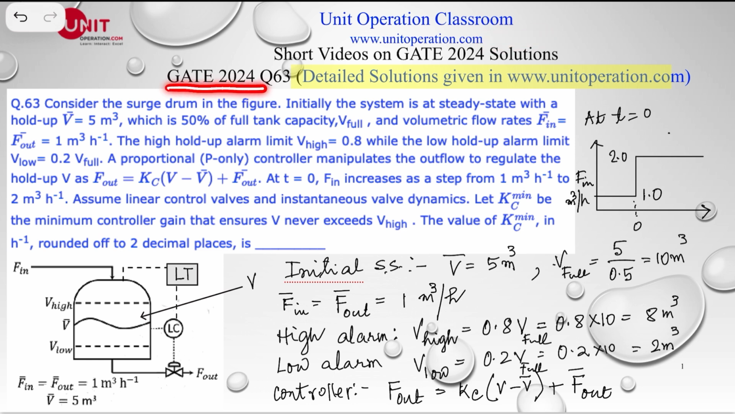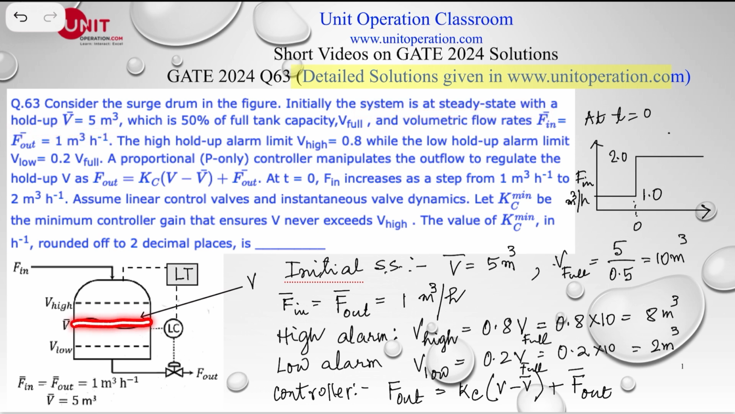We are now discussing GATE 2024, question 63. Consider the surge drum in the figure. This is our surge drum here. Initially, the system is at steady state with a hold-up volume of V equal to 5 meter cube.